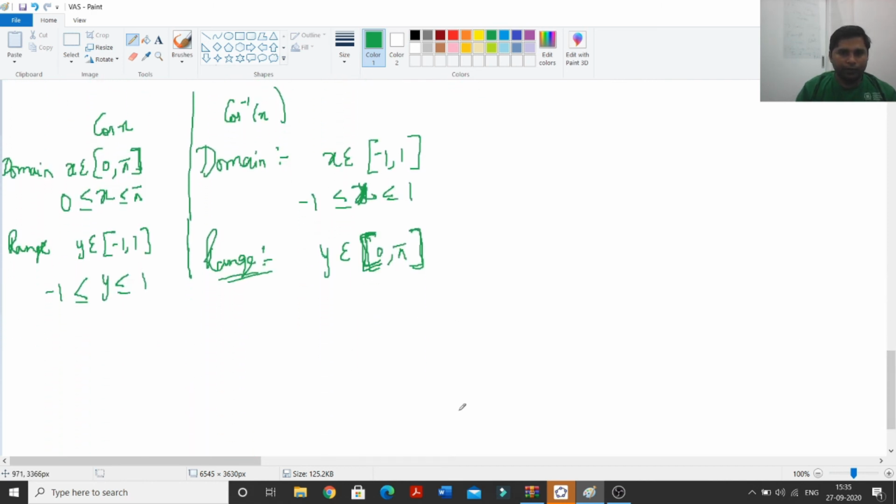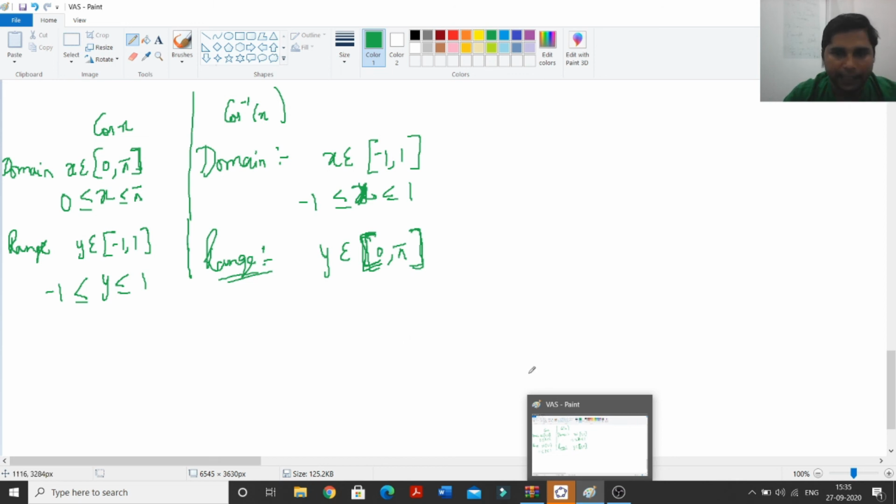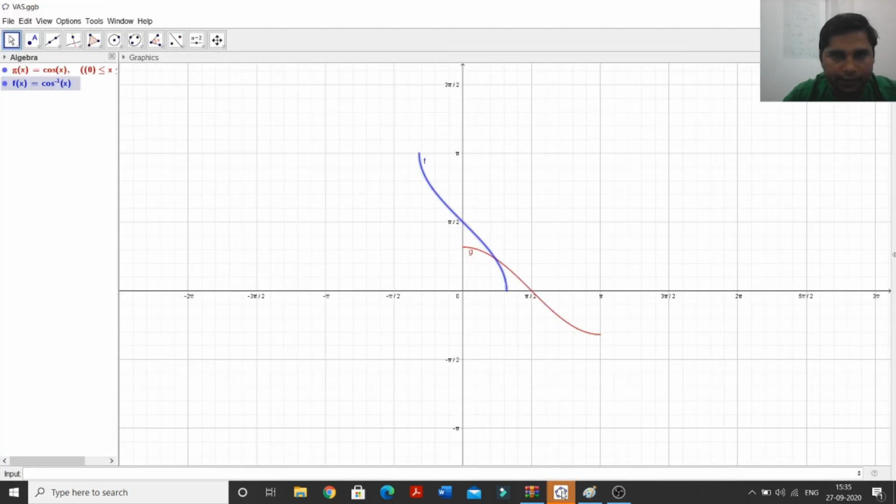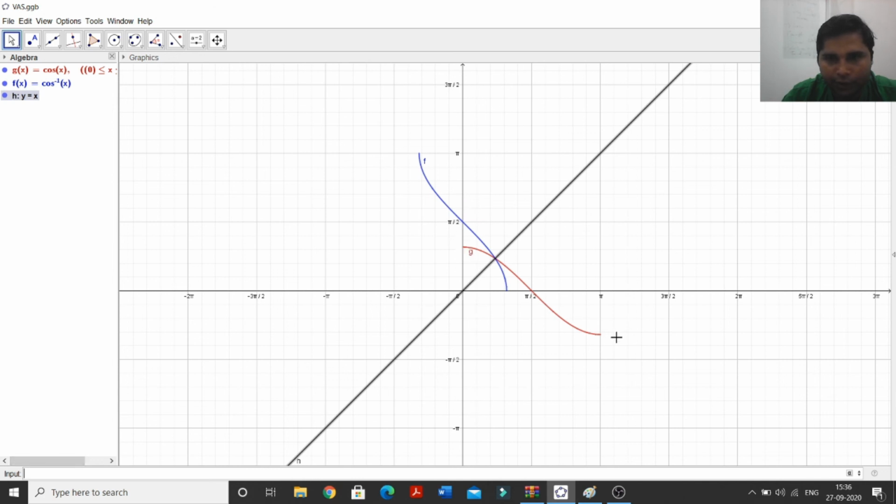Now we will understand for tan x, and let me sketch the graph. Let me sketch the graph y is equal to x to show you that they are symmetrical about the line y is equal to x. So as you can see, this is the function and this is the inverse function. They are symmetrical about the line y is equal to x. It satisfies the property.